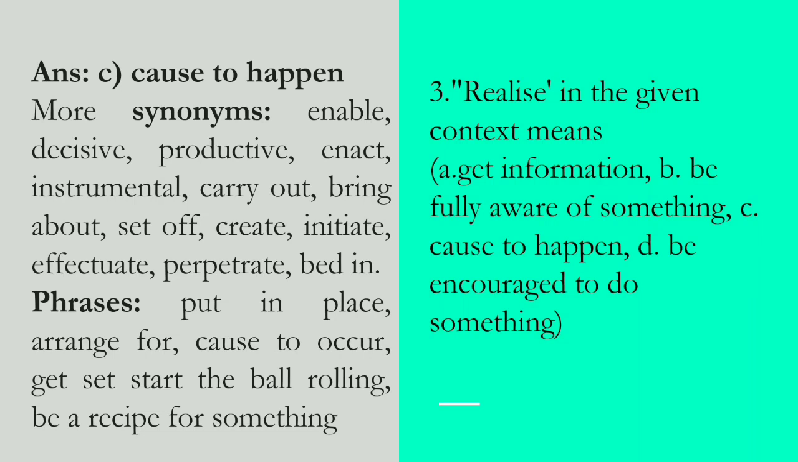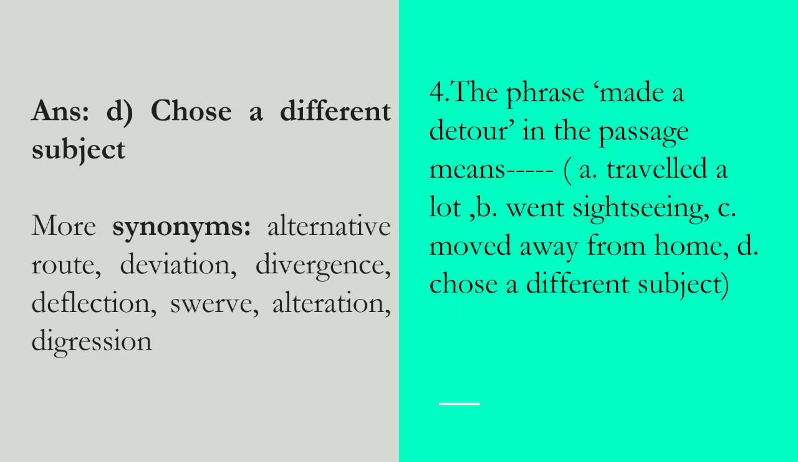These are synonyms of cause to happen. Enable, decisive, productive, enact, instrumental, carry out, bring about, set off, create, initiate, effectuate, perpetrate, bed in. Actually, set off is a phrase, but often we use it as a synonym for words like cause to happen. And look into the phrases: put in place, arrange for, cause to occur, get set, start the ball rolling, be a recipe for something, etc. So these are some of the interesting phrases. Now coming to the fourth question.